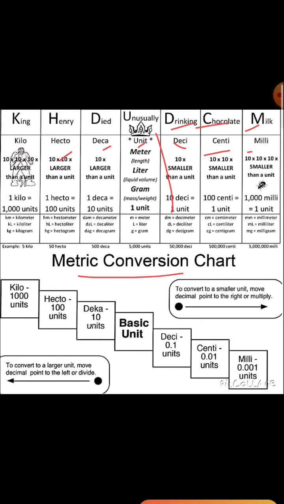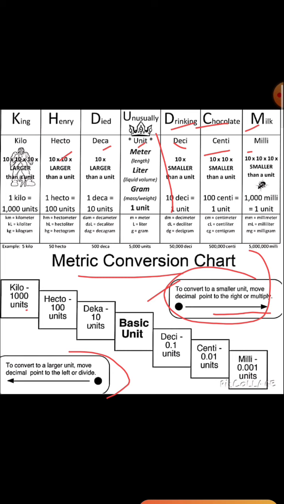In the metric conversion chart, to convert to a smaller unit, move the decimal point to the right, or multiply. This is very important. In my previous video I also explained the rule of conversion. We have two rules. When we convert a higher unit to a smaller unit, we multiply by 10, 100 or 1000. And when we convert a smaller unit to a higher unit, we divide.